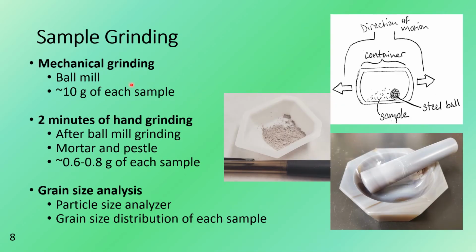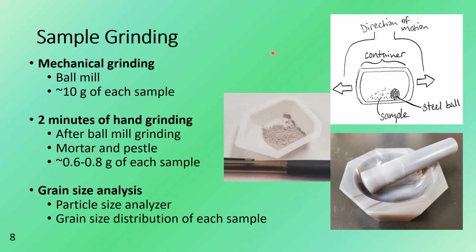I mechanically ground all the samples using a ball mill. A simplified sketch of a container in the ball mill is shown here on the right. You put steel balls in it and your sample, and then the instrument shakes the container back and forth rapidly to grind up the sample. And then after that, you can see the sample looks very ground up and all powdery.